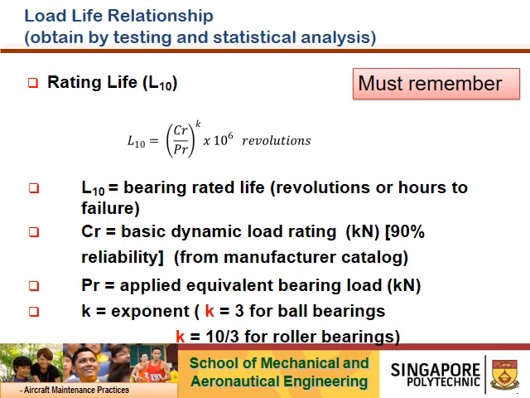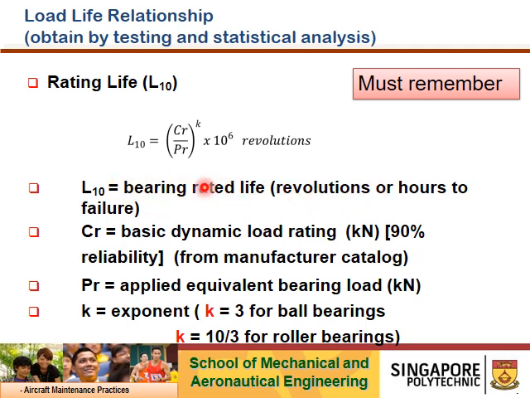So this is the typical L10 rating and the equation given to calculate that. Let's run through this. Please remember this formula, because it will not be given in your test. But then again, because of COVID-19, this is an open book test, so we can always refer to the formula. This formula is obtained by testing and statistical analysis. L10 refers to bearing rated life, in revolutions to failure in this case. Later we talk more about hours.